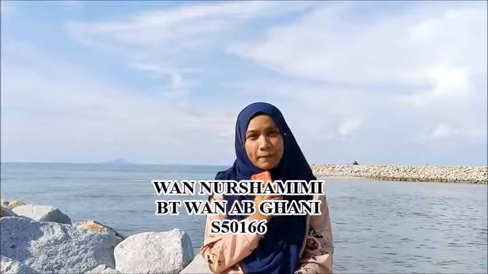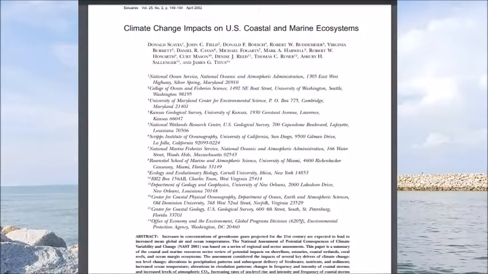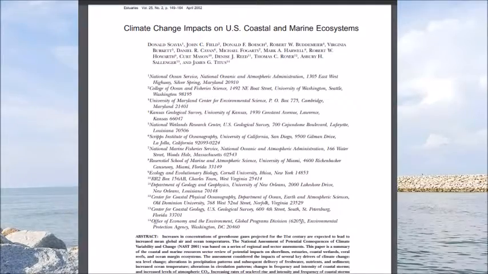Hi everyone. So today I would like to share with you about the impact of global warming on marine ecosystems. A review paper of climate change impact on US coastal and marine ecosystems by Donald Scavia et al. says that global warming increases the rate of sea level rise and the intensity and frequency of coastal storms and hurricanes over the next decade, which will increase threats to shoreline, wetlands and coastal development.